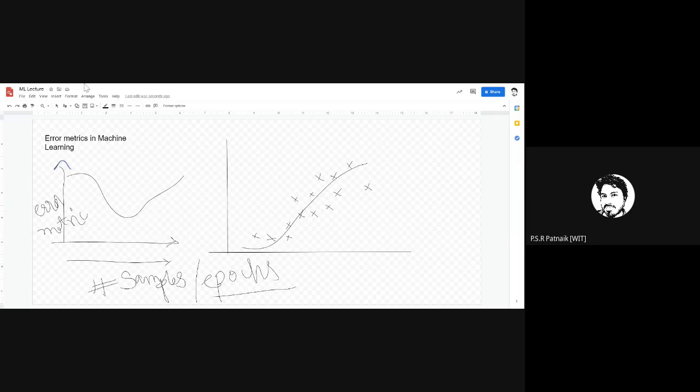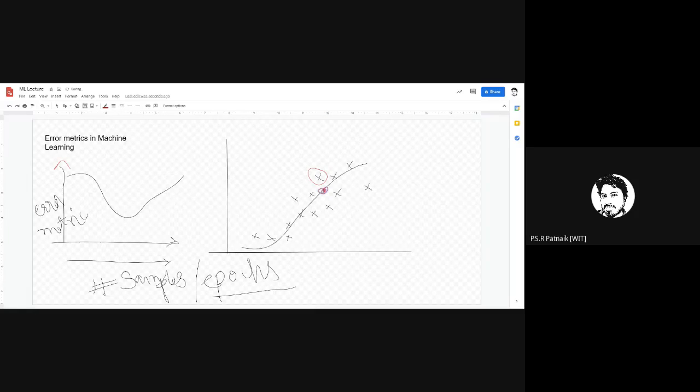Before I come to the actual point of how we calculate the error, can you tell me? Okay, instead of asking, let me tell you. If I want to find the error, what is error? The error is the difference between the expected value and the predicted value. Let us suppose for this point, this is the expected value, and this is the predicted value I got at this point.